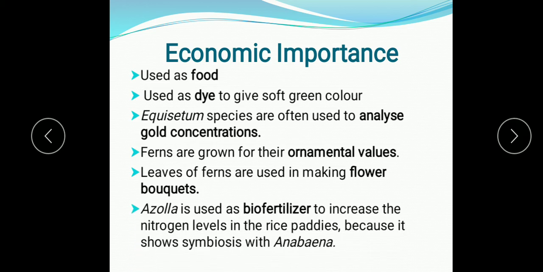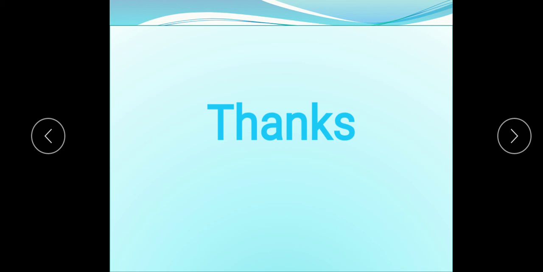And some ferns like Azolla are used as a biofertilizer to increase the nitrogen levels in rice paddies, in rice fields, because it shows symbiosis with Anabaena. They are bacteria. So they provide nitrogen to the rice crops. So understood, children, these are economic importance. You can learn some more from the book also. 5-6 examples are enough. 5-6 importance points are enough. So revise it from the book and ask it.